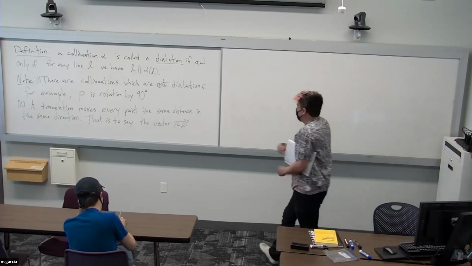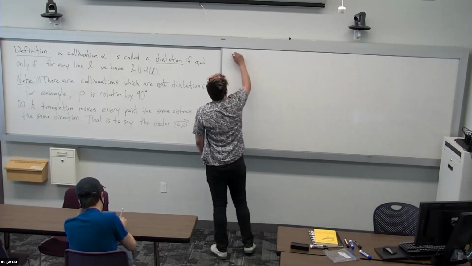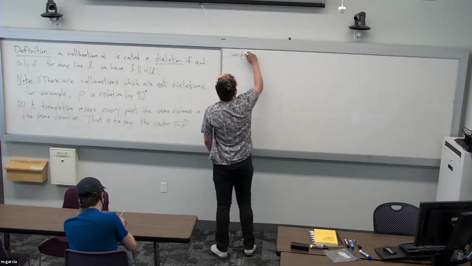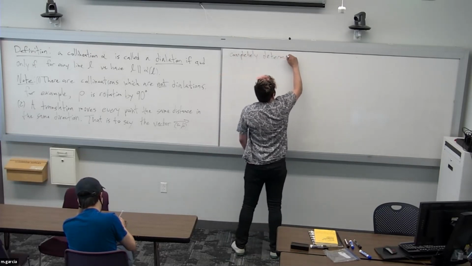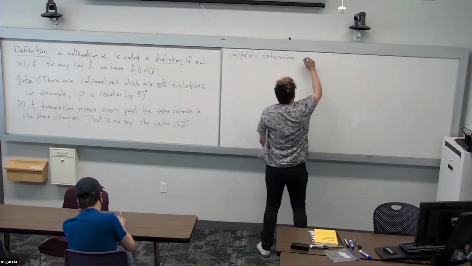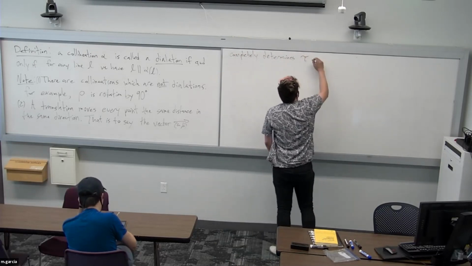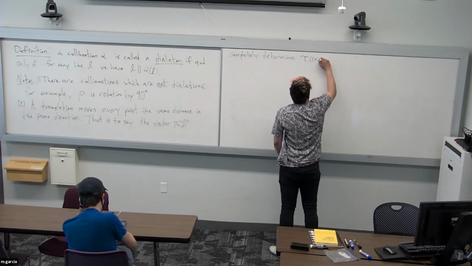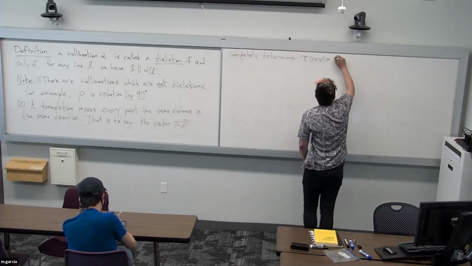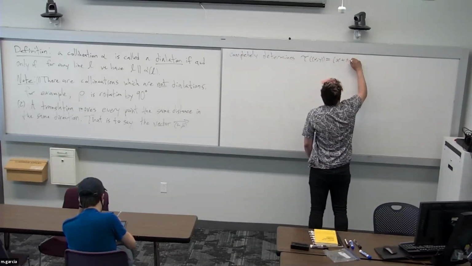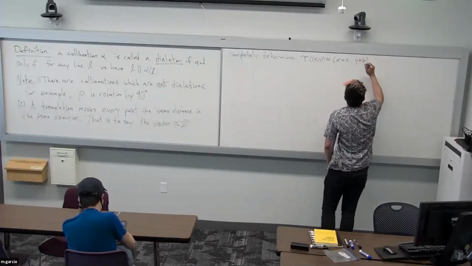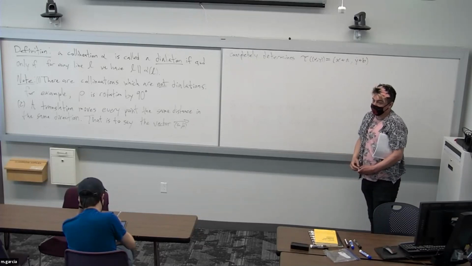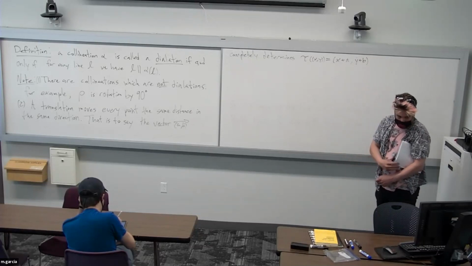The vector a b completely determines tau, given by this equation. Okay.